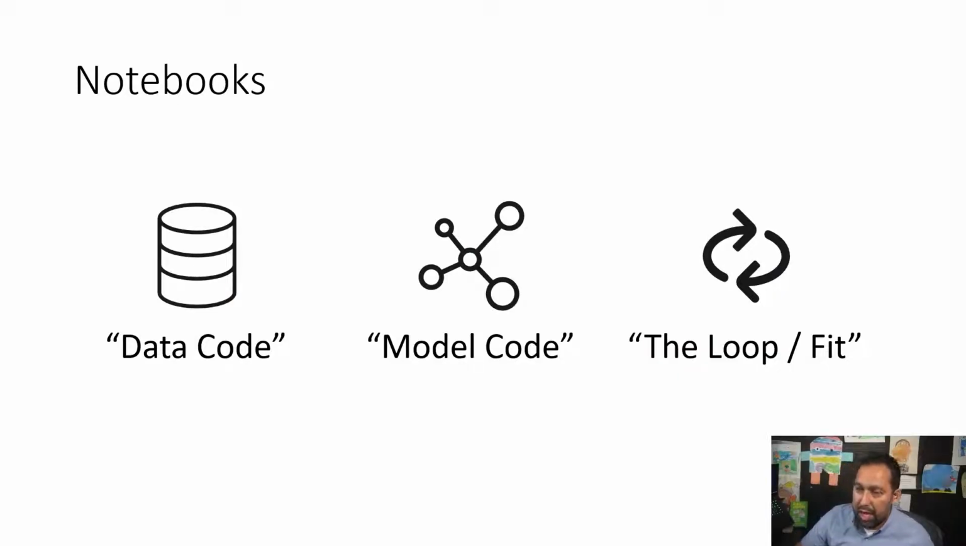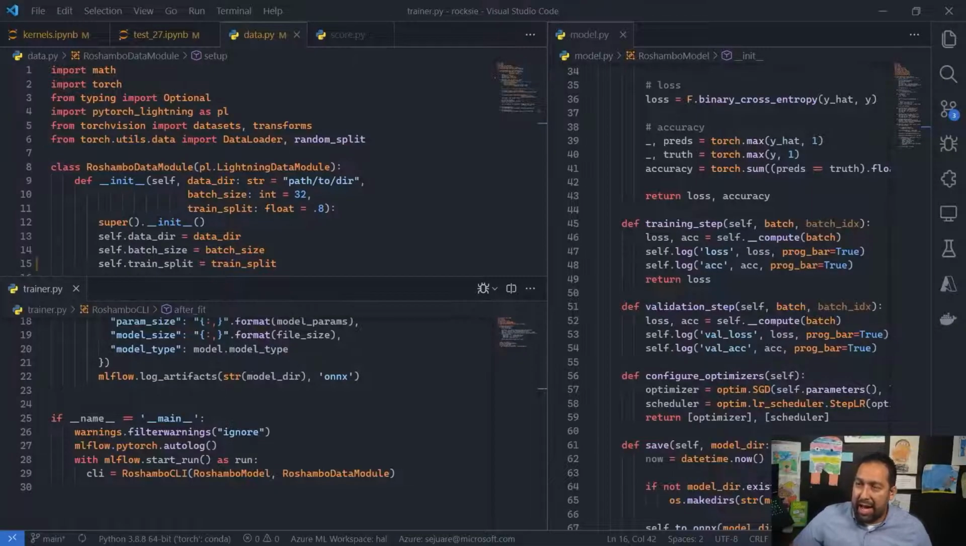Okay, so we have the data code, the model code, train loop, and fit. Notice that I did that. There's my data, there's my model, and there's my train code. Perfect.